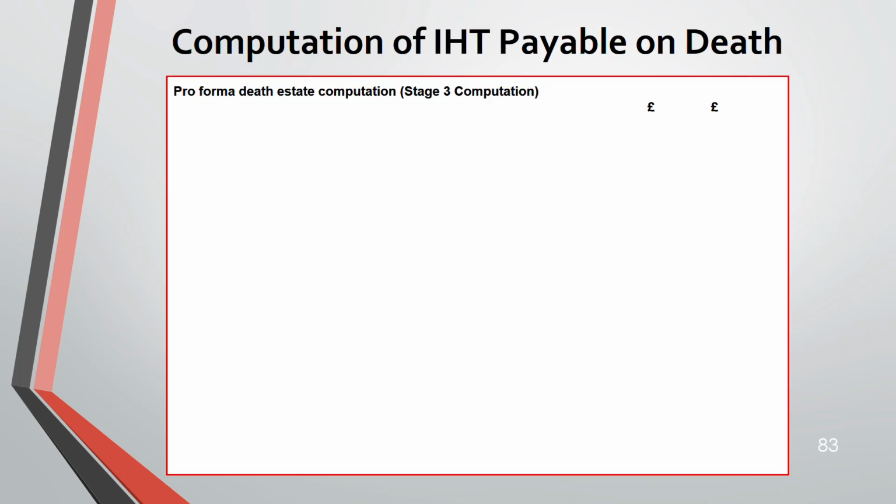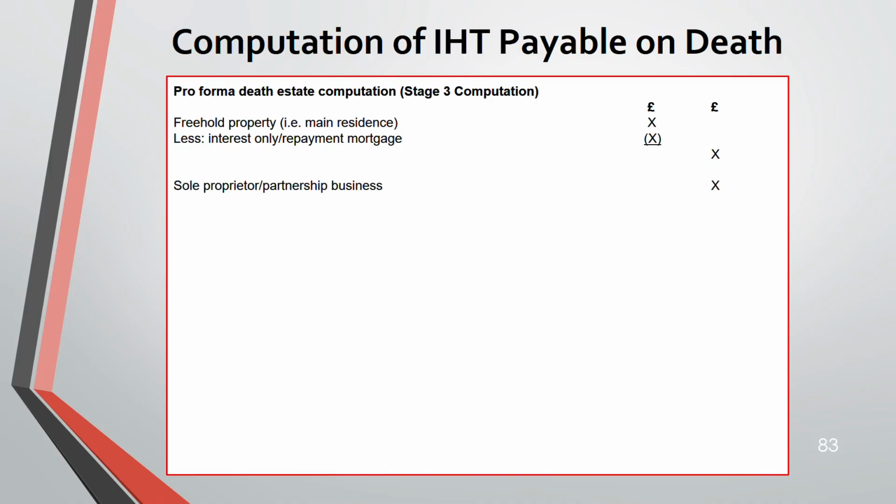Now, this is a pro forma. So your freehold property, let's say your main residence, you will include. You will deduct any interest or repayment mortgage from your freehold property because they are related to the freehold property. Then any business, sole trader or partnership will be added. Any stocks and shares including ISAs. Remember, this is excluded from CGT and income tax but it's there in IHT. Government securities you will add. Insurance policy proceeds you will add. Leasehold property you will have.